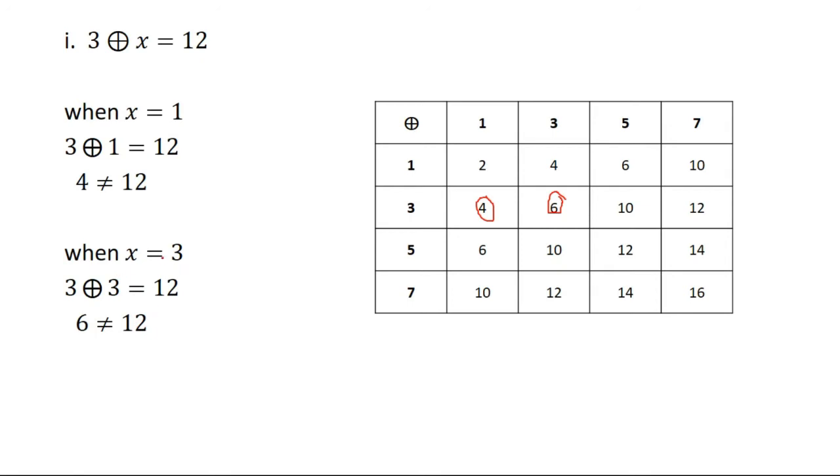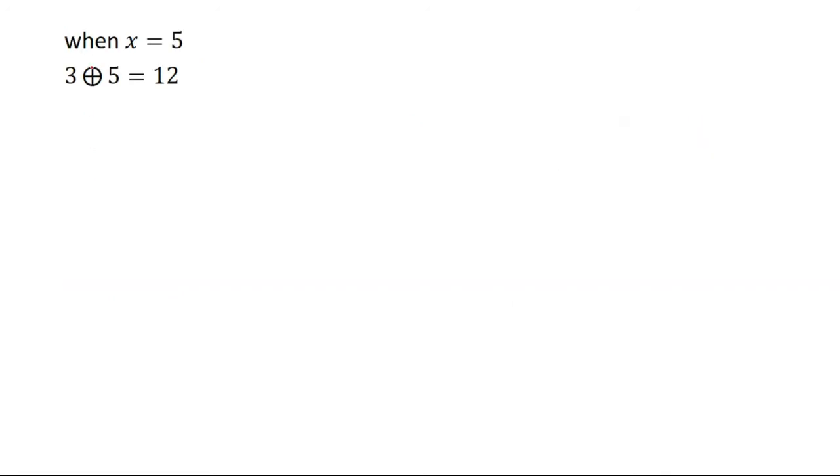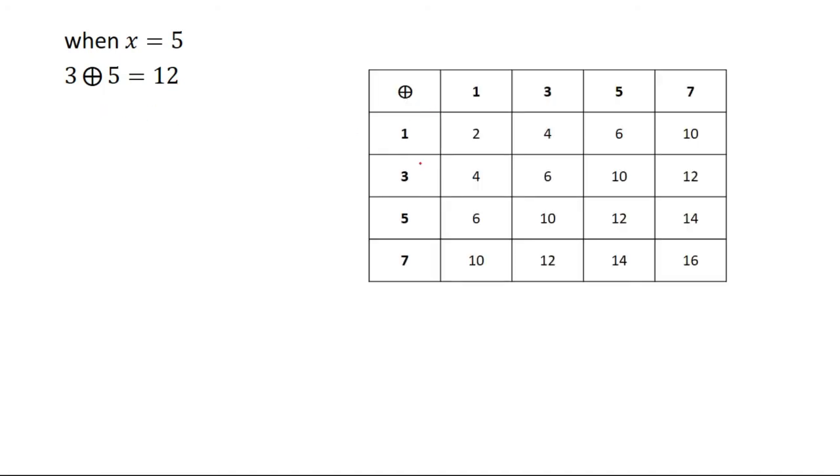So we continue. You try for when x is equal to 5. When x is equal to 5, the equation will become 3 plus 5. Since now x is 5, 3 plus 5 is equal to 12. So you check. What is 3 plus 5? From the table, 3 plus 5 is 10. So if 3 plus 5 is 10, we can say that 10 is not equal to 12.